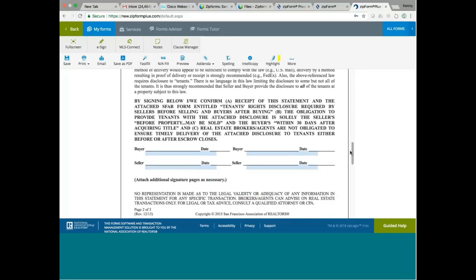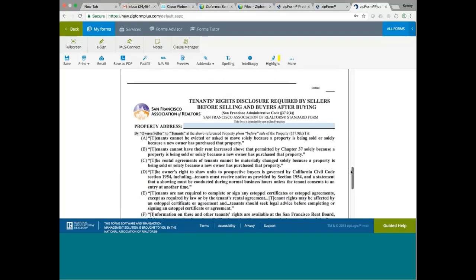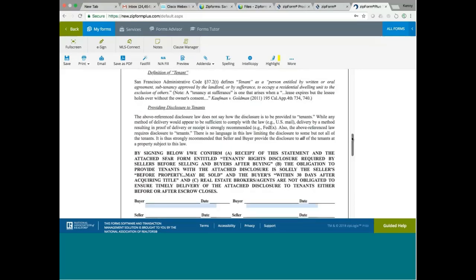Now, even this statement here, of course, is to be given to the buyer and the sellers. So you just provide this to the buyer and the seller and make them sign. But just remember, all notices that you send to the tenant, better to send by FedEx, something that you can track.